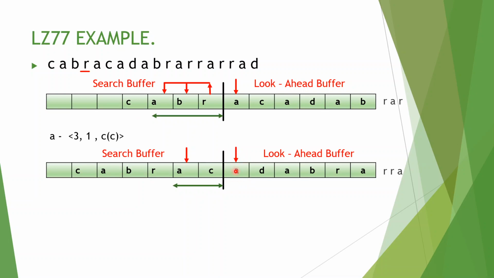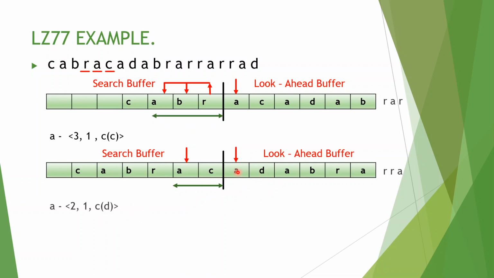So here we encode only one symbol. Our offset is 2. Why? From the search pointer to the look ahead buffer the distance is 2, and we match only one symbol here, A. So write down that A is here, and after the match of this symbol A, the next symbol is D. So the code word is C of D.